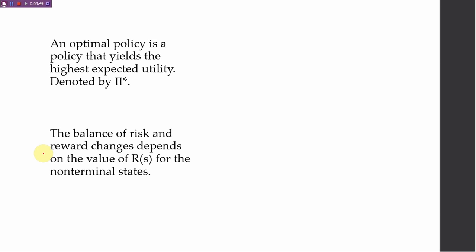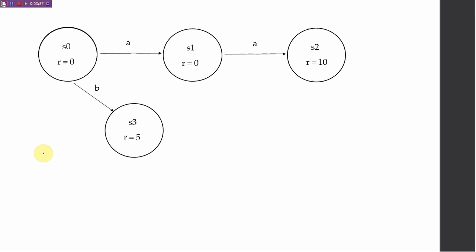The balance of risk and reward changes depending on the value of R(s) for the non-terminal state. So how's that? For example, we have this world and a time that is equal to 3. Each step is equal to a second. Under the time pressure, you can take action B, head straight to S3 and get the reward of 5. Or you can take a 2-step action A, head for S2, and get a 10. So that's it. Risks and rewards.